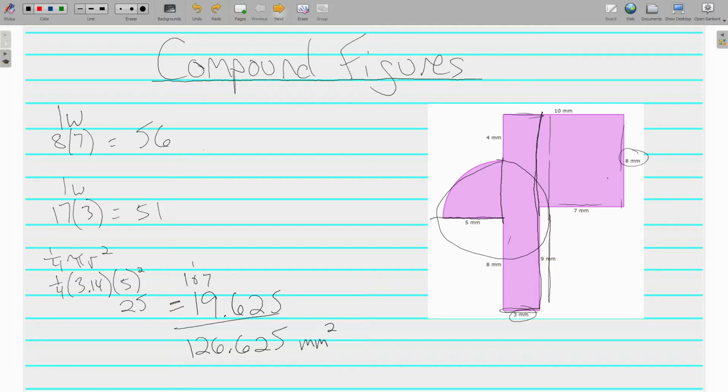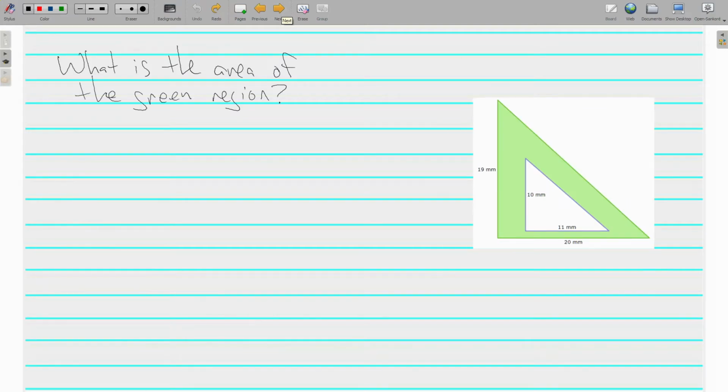This next one isn't really a compound figure, but it's similar, so I wanted to include it in this video. It says, what is the area of the green region? You can see we've got a triangle inside of a triangle, and if we want to find the part that's green, we need to find the area of the big one and subtract the area of the small one, and we'll know what's left inside. Area of a triangle is 1/2 times base times height, or you can say base times height divided by 2. Multiplying by 1/2 is the same thing as dividing by 2.